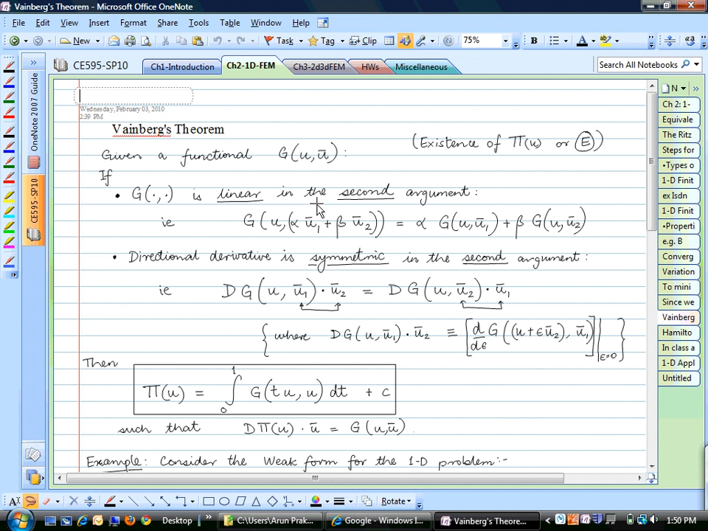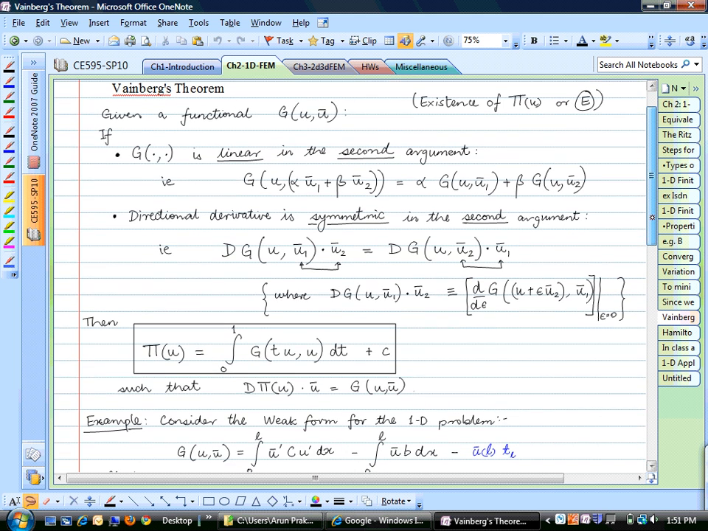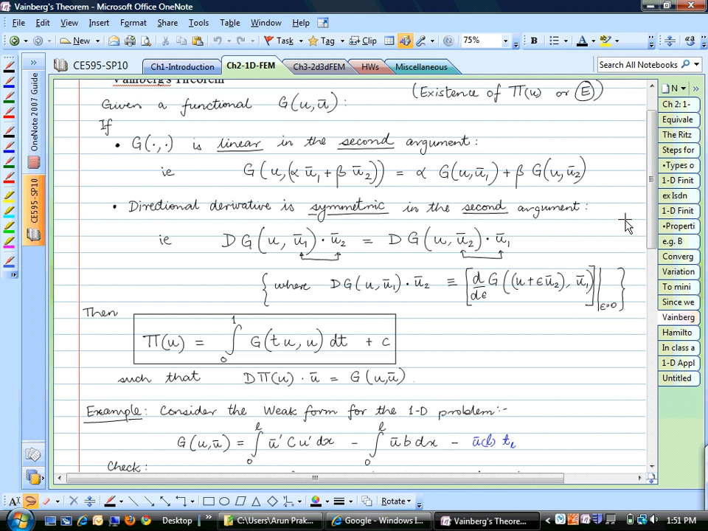And this is not that hard to verify. You can check that for our functional of the one-dimensional problem very easily. You can see everywhere that ū exists in the G expression. If it is linear, then G is linear in the second argument.